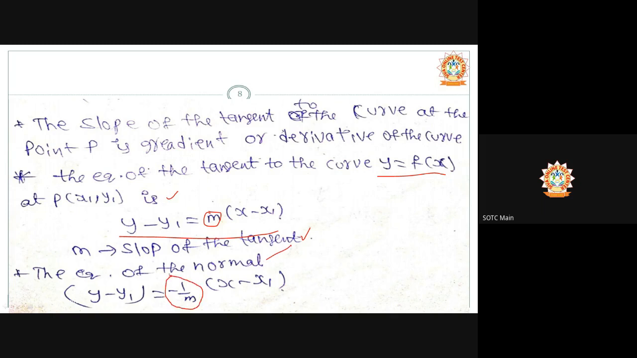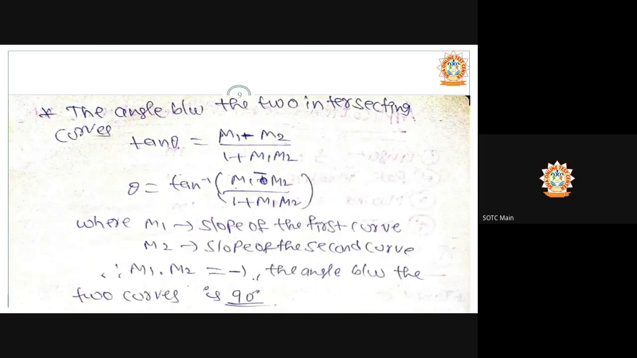A question may ask what is the slope of the tangent or what is the slope of the normal. Similarly, in the case of tangent it is y minus y1 is equal to m into x minus x1. Then the equation of normal is y minus y1 equal to m into x minus x1, but here there is a change in the slope, that is minus 1 by m, right? So next, that is related to one curve.